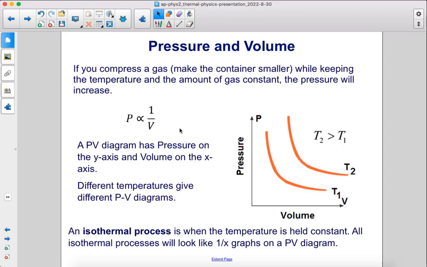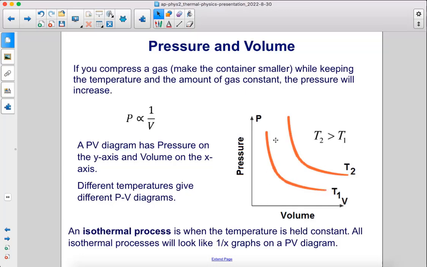A PV diagram has pressure on the y-axis and volume on the x-axis, and we will be talking a lot about PV diagrams in this unit. Different temperatures are going to give us different PV diagrams. Now these drawings here, these lines, are isothermal processes. An isothermal process is when the temperature is held constant. So you can see that as the volume decreases, this line goes up because pressure is increasing. As pressure decreases, you can see that the volume is increasing.